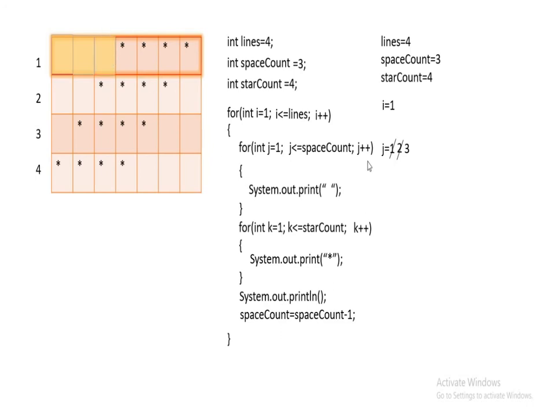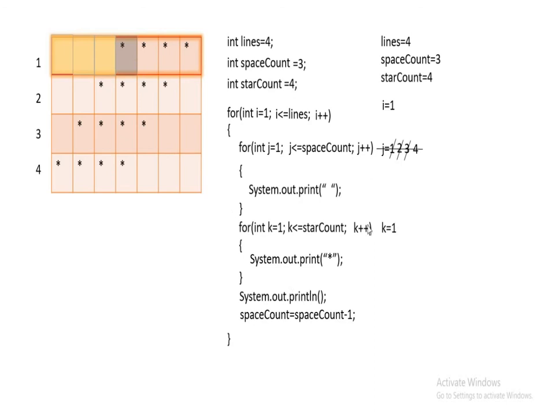Then j becomes 4. 4 is not less than or equal to 3. So end this for loop and come to this for loop. Now k equal to 1. K less than or equal to star count means 1 is less than or equal to 4. Condition true. Print star on the first line.